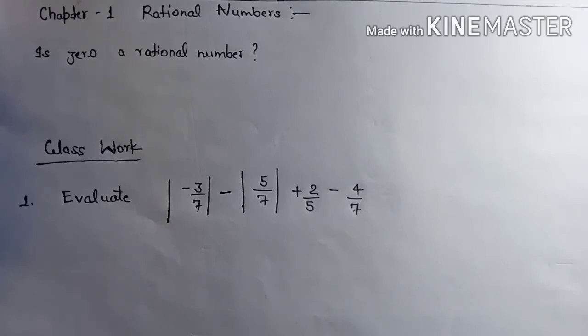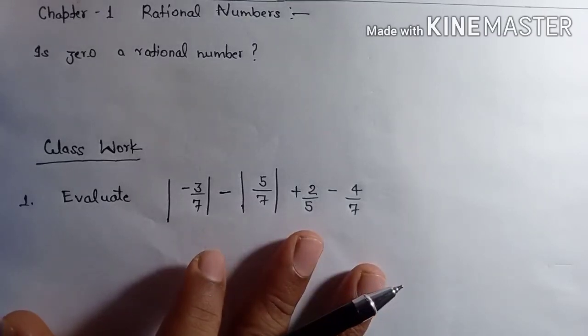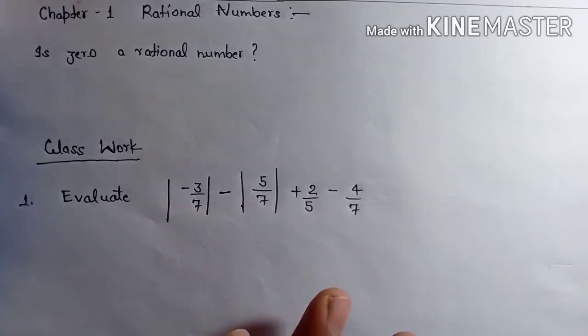There are classwork and homework sections. In this video, we will cover the classwork section. You can see the first chapter is rational numbers and the first point given is: is 0 a rational number? A number which can be written in the form of p upon q, where p and q are integers, is called a rational number.